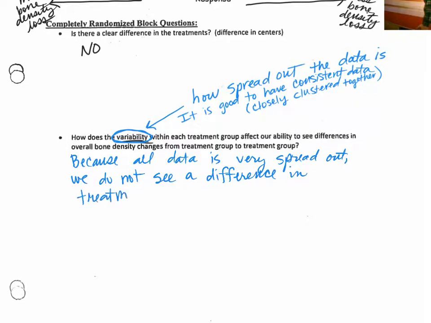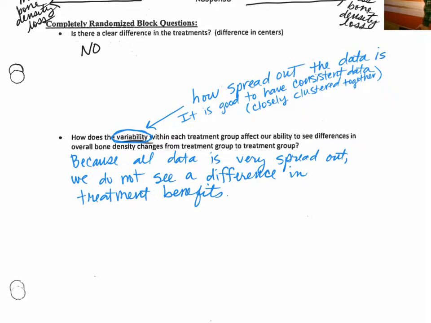So that's another reason why I can't tell if there is a treatment particularly better than the other. Because all the data is very spread out, we do not see a difference in the treatment benefits of the 3 treatments. Okay, so then we went to experiment number 2. Experiment number 2, what did we do with that?